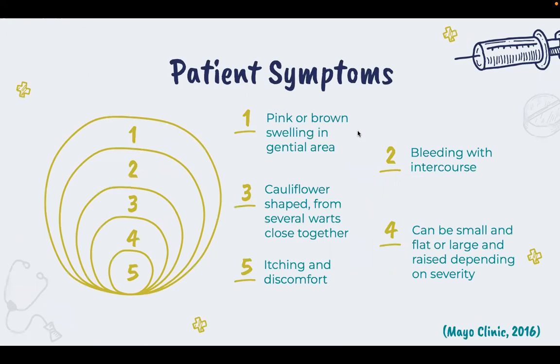There are many symptoms involved with genital warts. One may have pink or brown swelling in the genital area, itching and discomfort, and bleeding with intercourse. These warts can be small and flat, almost unnoticeable, or raised depending on the severity of your case. When the warts are formed closely together, they tend to form a cauliflower shape.